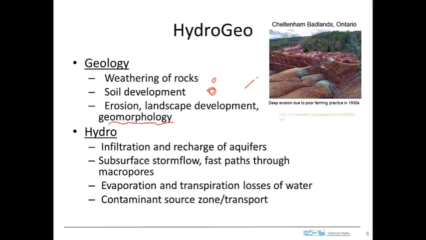Here's a nice example of some landforms that developed as a result of the erosion of soils, very deep erosion that accompanied some poor farming practice back in the 1930s. This example is up in Ontario. It's called the Cheltenham Badlands. And you can see that the soil is just completely removed and nothing is growing there.